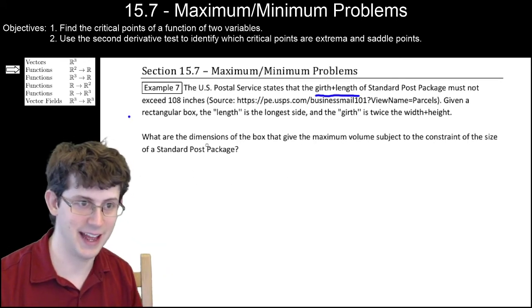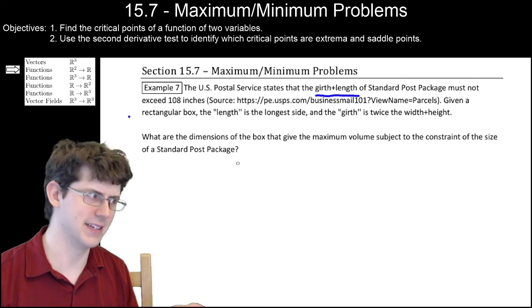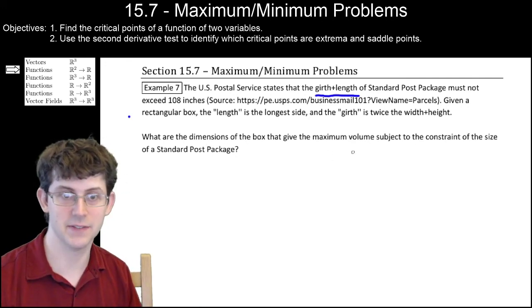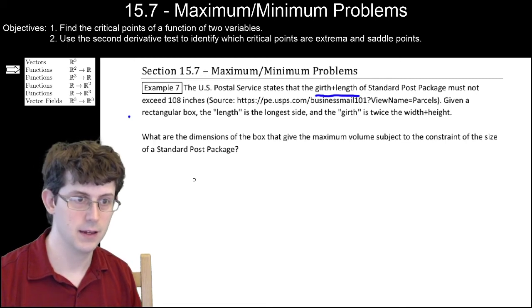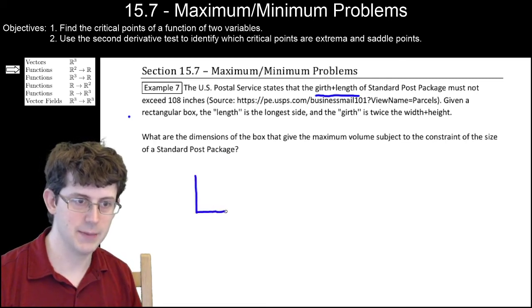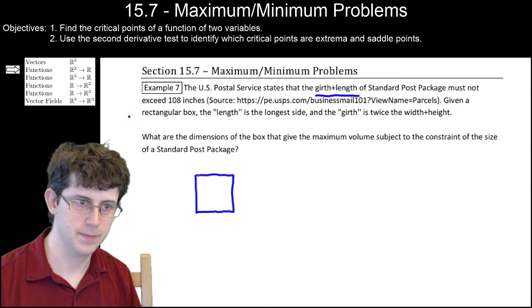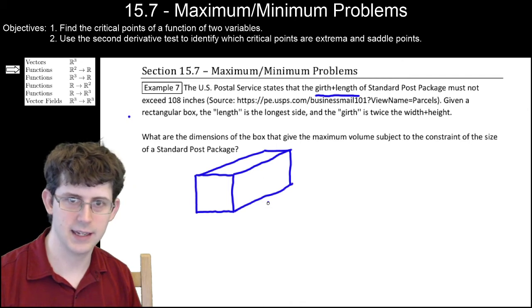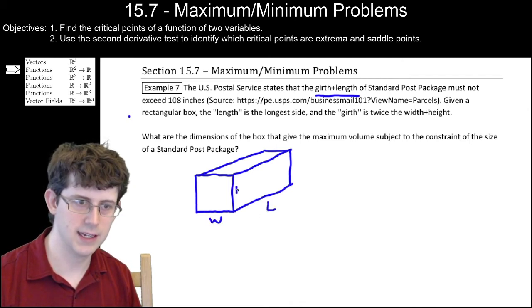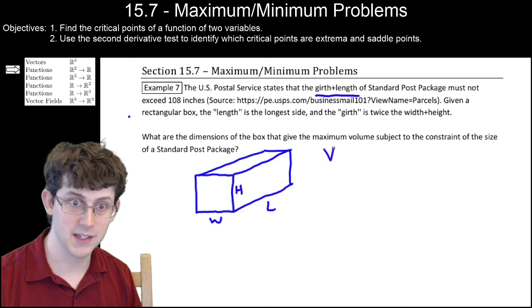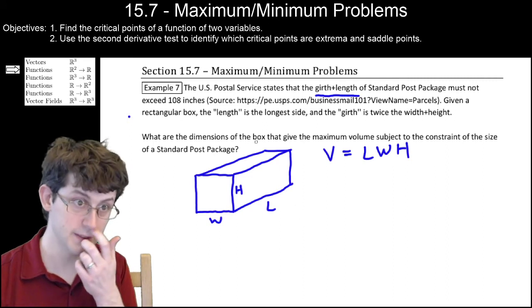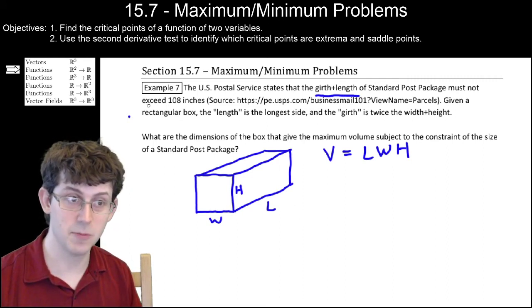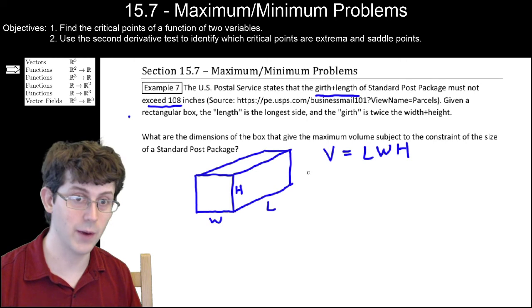So the question will be, based on this weird restriction, what are the dimensions that give you the maximum volume? So again, we're trying to maximize the volume. I've got a box here with length, width, and height. The objective is the volume. The restriction is that the length plus the girth needs to be 108 or less.